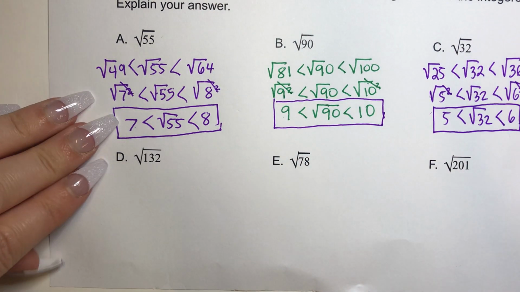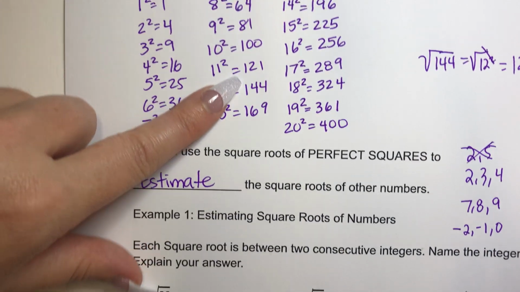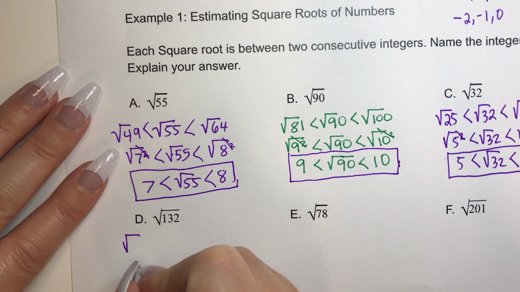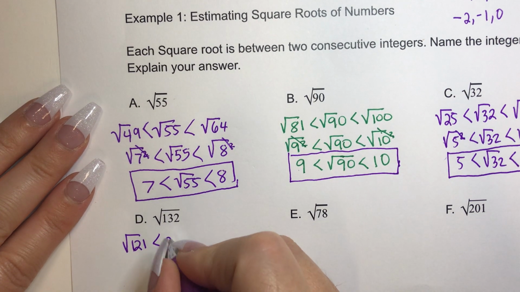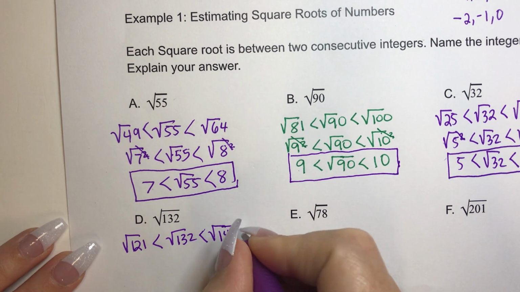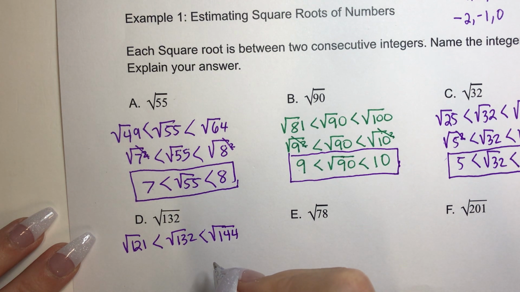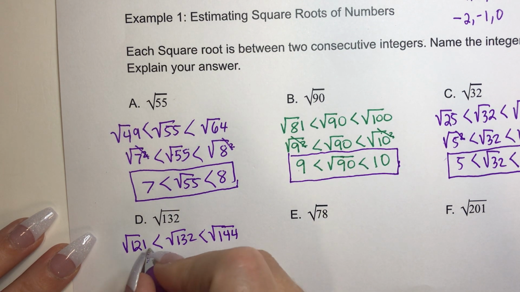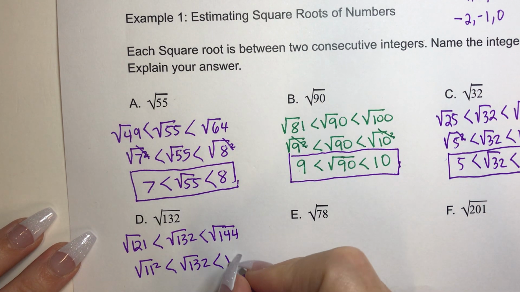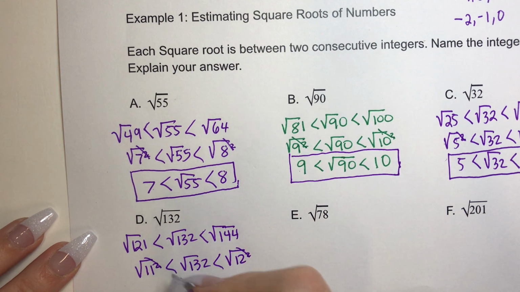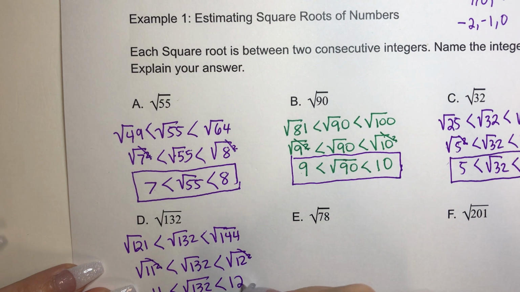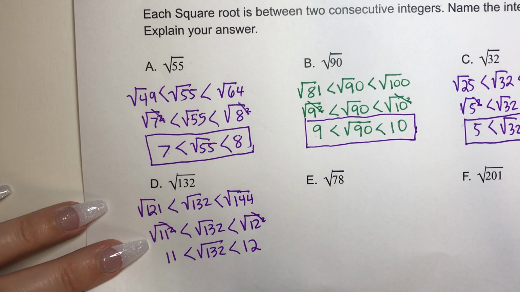Okay, let's see how you did. So square root of 132. 132 is between 121 and 144. So the square root of 132 is bigger than the square root of 121, but it is less than the square root of 144. Okay, the square root of 121 is 11 squared. This is 12 squared. We have Fruit Ninja here, Fruit Ninja here. 12. Okay. There we have it.